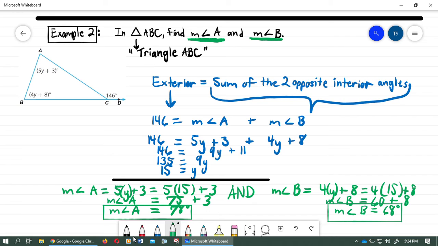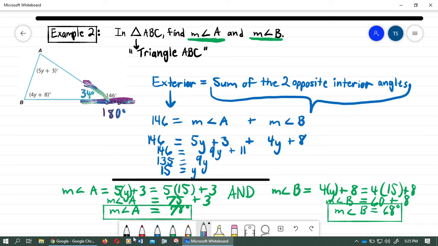Alright, guys, let's verify our findings real quick with those two. That third interior angle forms a linear pair, forms a straight line, with the exterior angle that we've got there. So that means these two angles are supposed to add to 180, which means something plus 146 has to add to 180, right? So this third interior angle would have been 34 degrees.